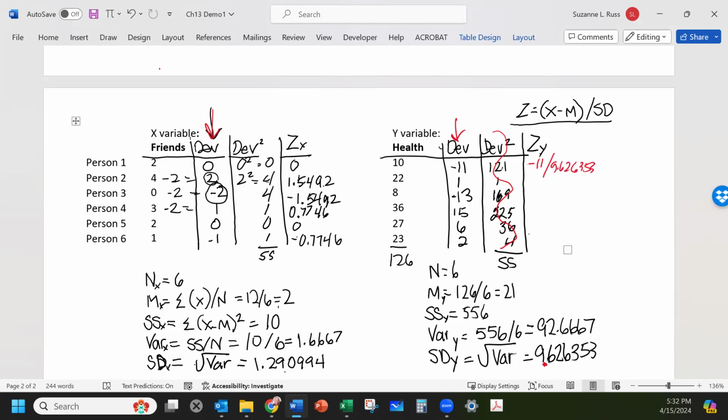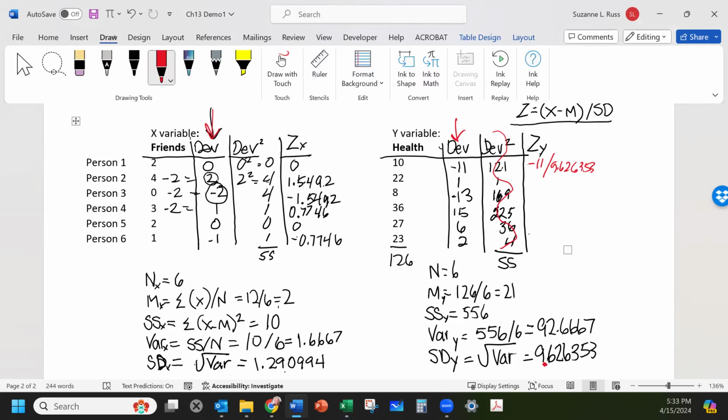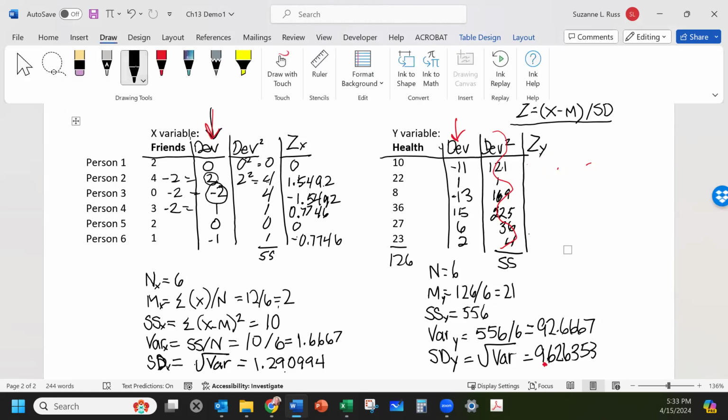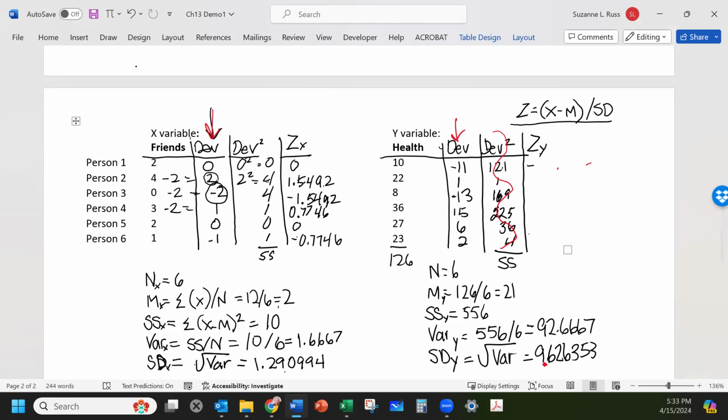9.626353. And so that's the formula. Now I'm going to take it away so that I have room to write here. That's what we're just doing. And we're going to get, for this very first one, -1.1427. For the next one, we get 0.1039 rounding.